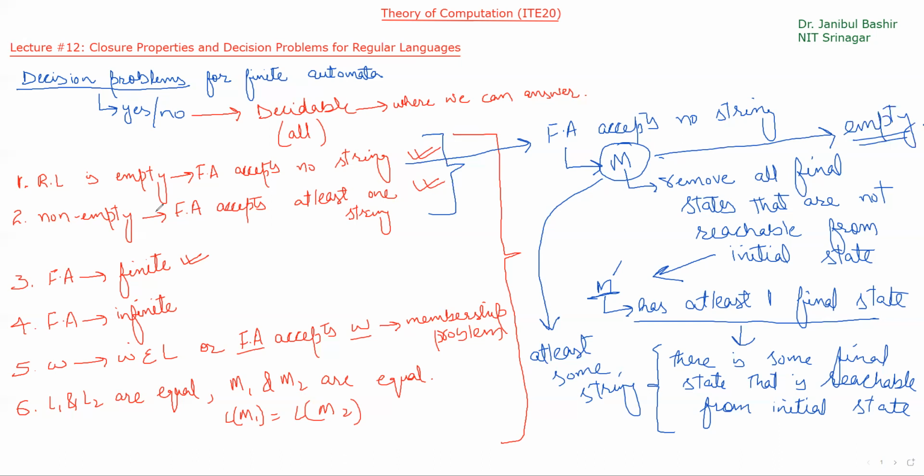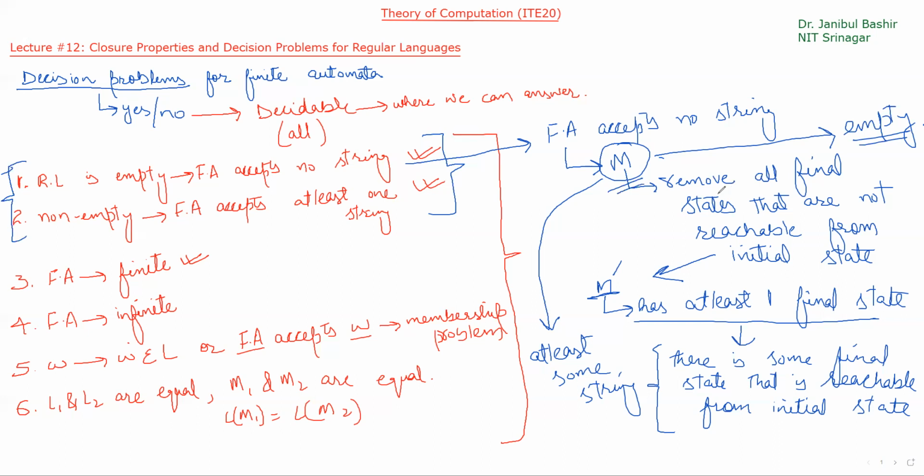So when we are removing the non-reachable final states, if there is no final state that remains, that means there is no string accepted by the finite automata. However, if there is some final state that is reachable from the initial state, then we can say that some string will take us from the initial state to that final state, because there exists a path. So in that case, the language accepted by an automata is not empty. Okay, so we can easily answer these two by using this particular algorithm.